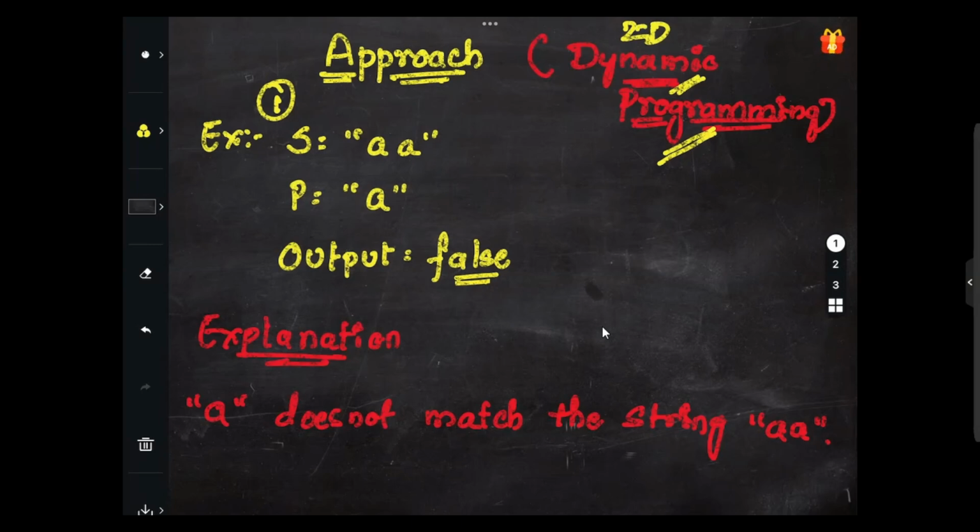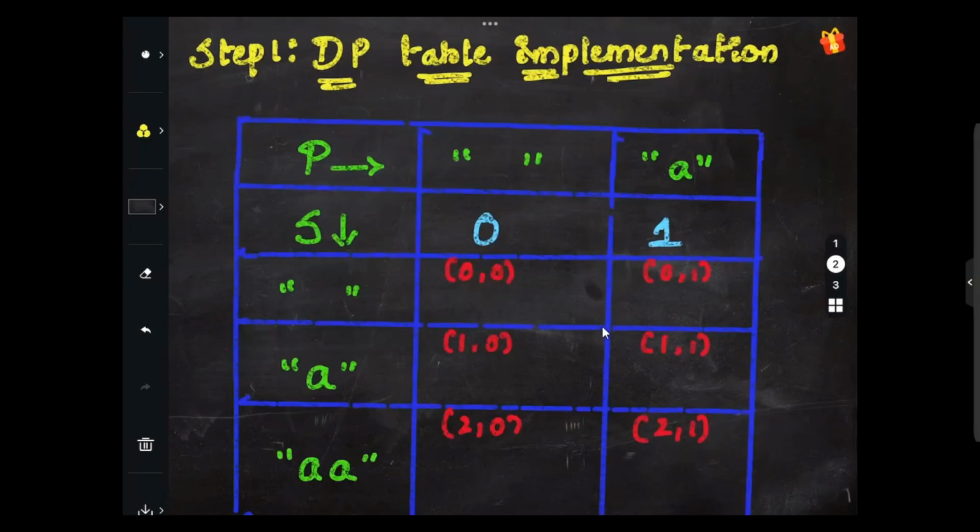Here I have considered the first example given in the question. A does not match the string AA here, right? So we have to return false in this case. We have already discussed this one. Let's see the approach here. Step 1: let's understand what we will do first, then go with the DP table implementation, right?